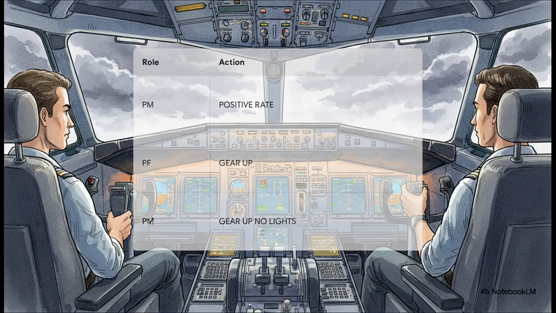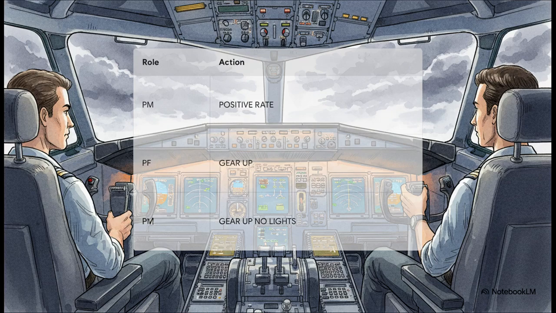What follows is a rapid ping-pong communication sequence to clean up the aircraft and dump that excess drag. It's a strict 4-beat rhythm. The PM observes a positive rate of climb and calls "positive rate." The PF immediately fires back "gear up." The PM selects the landing gear lever up.